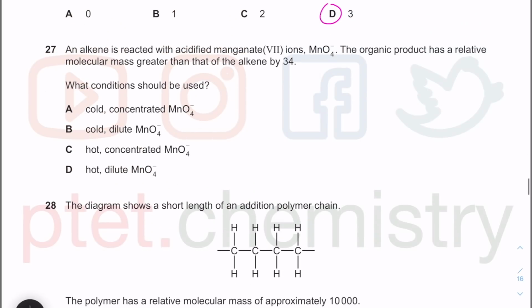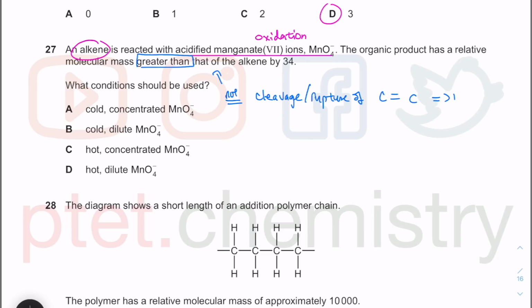Question 27, you react an alkene. Alkene reacts with acidified manganese 7, so this is oxidation of alkene. And the organic product has a relative molecular mass greater than the alkene. So this is not cleavage or rupture of the carbon-carbon double bond. So this is not extreme oxidation. If it is not extreme, therefore it must be mild oxidation. If it is mild oxidation, we are going to form diols.